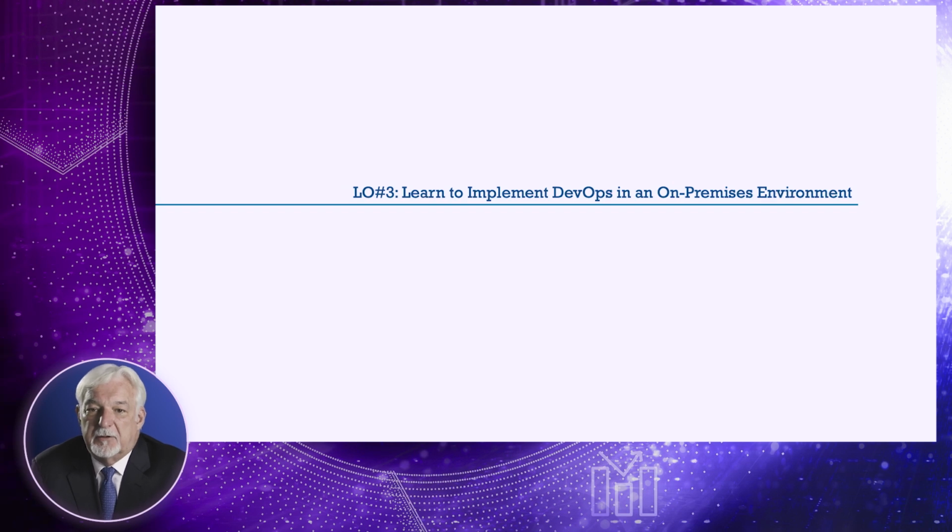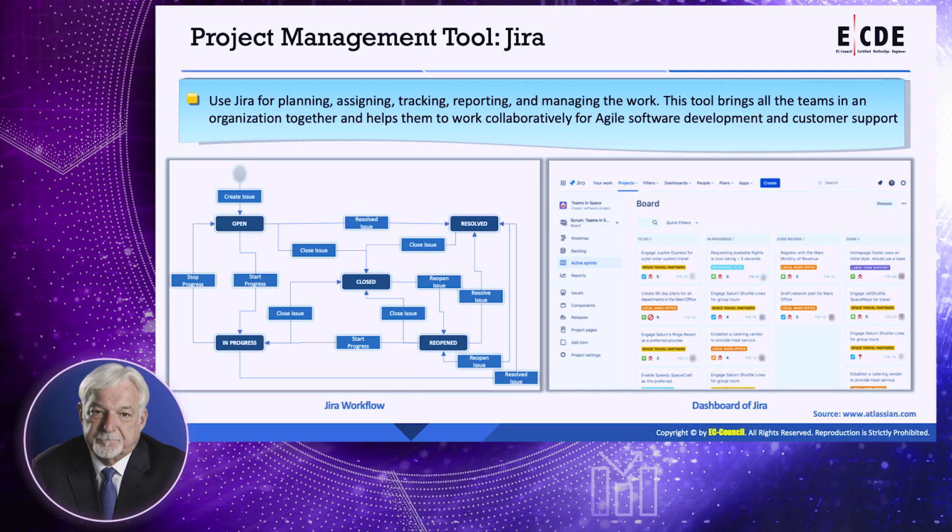Lesson number 3, we're going to learn to implement DevOps in an on-premise environment. Project management tool, I'm familiar with Jira personally. I've used it before. It's pretty robust, pretty good. But you can basically use Jira for planning, assigning, tracking, reporting, and managing the work that individuals are assigned. And it actually does the assignment here as well.